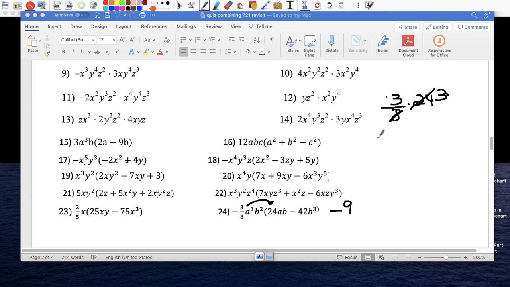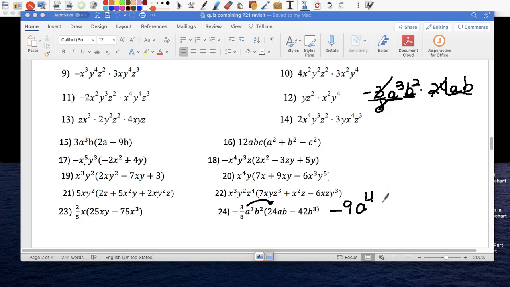And then we're multiplying. I'll write it out. 3/8 a cubed b squared times 24ab. That's what we're doing first. So we took care of the coefficients and we got 9. So now we have an a to the 3rd power times a. That gives me a to the 4th. B to the 2nd power times b. That gives me b to the 3rd. So that's done. Now we're doing that times this. Let me rewrite it.